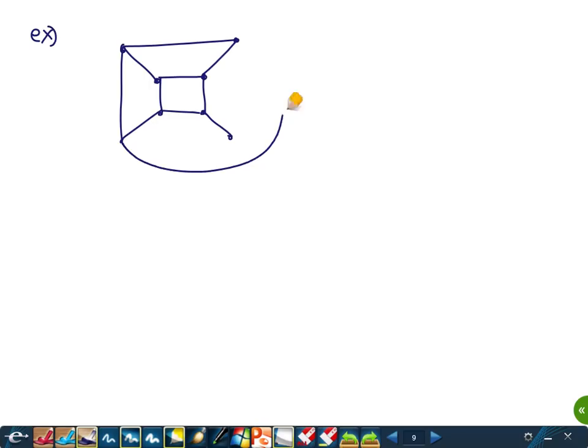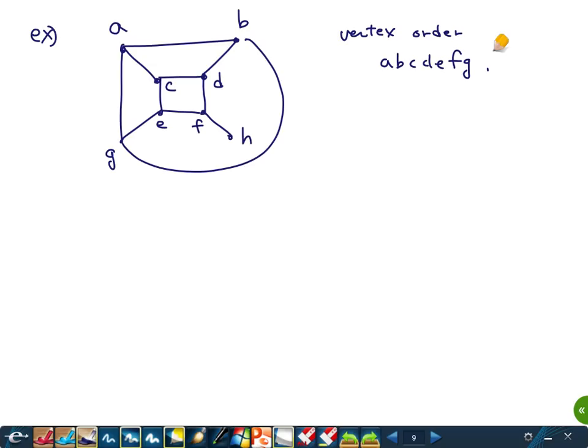The vertices are A, B, C, D, E, F, G, and H, and the vertex ordering is the natural order, A, B, C, D, E, F, G. So let's find the spanning tree created by the breadth first search. First, begin with what? The first vertex. Begin with vertex A, and then find all neighbors of A. What are the neighbors of A? B, C, G. So this, this, and this. B, C, G are in this order: B comes first, C later, and then G.